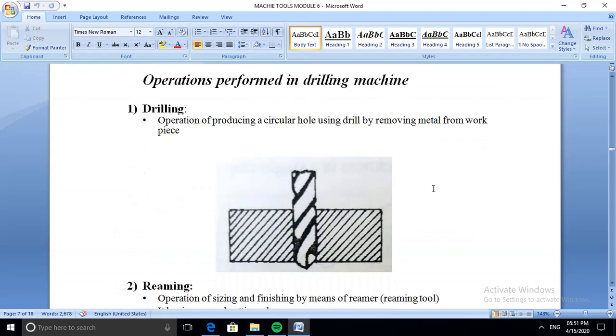The main operation performed on the drilling machine. So first, drilling is producing a circular hole. The same process we have already explained in the lathe. It is a circular hole produced on the surface.